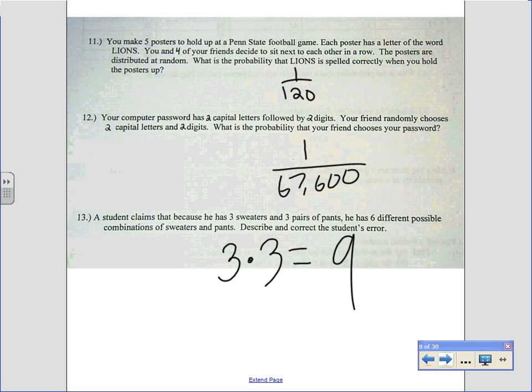So if you and 4 of your friends are holding up posters and they spell Lions, and you're trying to stand in order so you're spelling it correctly, okay? There's one way to arrange us with our friends to spell that correctly. So that's where the 1 comes from. There are 5 factorial ways that we could arrange us and our friends. So maybe Miss Wingrove's over here, maybe some random girls here, maybe I'm here, but we're not spelling it right. We're just standing there just because. So the probability of us standing in the correct spot to spell this correctly is 1 over 120.